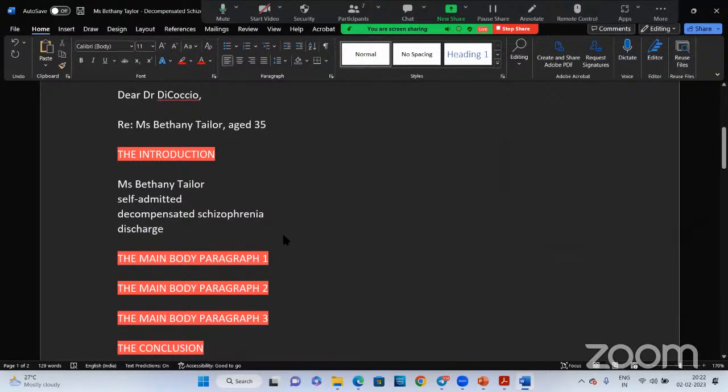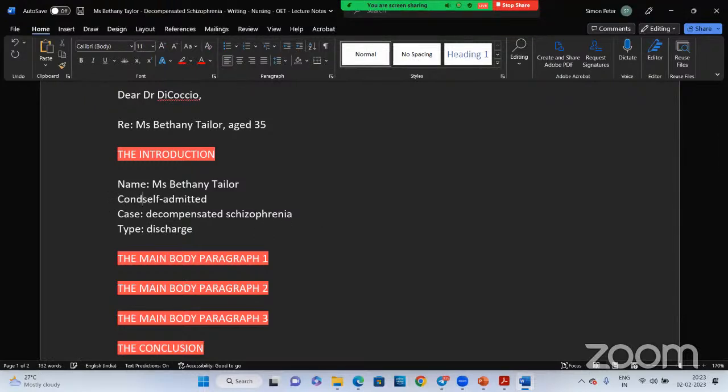Discharge letter. And now, this is the name of the patient. And this is the status, we can say. At the time, okay, this is the case. And this is the type of letter. And this is the condition while admission. Okay. Right.